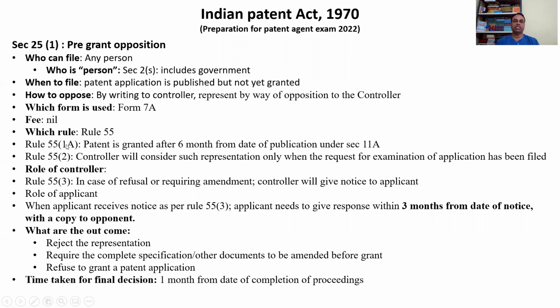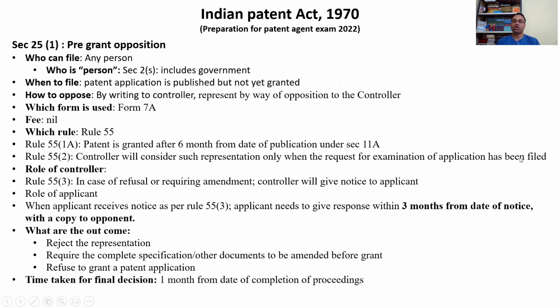Rule 55(1A) says that a patent is granted only after 6 months from the date of publication under section 11A. So after the application is published, technically you have a 6 month window before it is granted, for anyone to oppose. And Rule 55(2) says the controller will consider such representation only when the request for examination of the application has been filed.